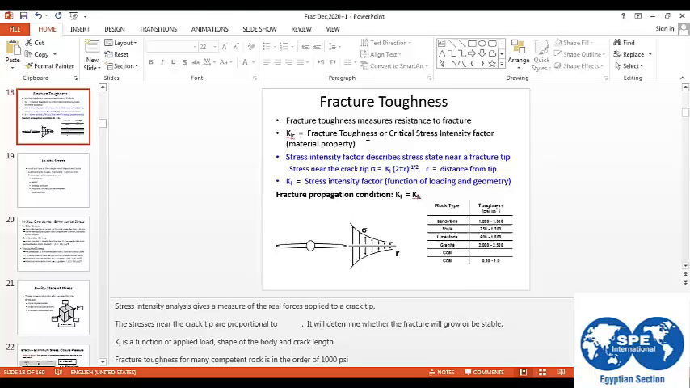Okay. Faso is asking, are we going to study more about the proppants in this course? Yes, after finishing the fracture fluid additives tomorrow, we will discuss the proppants.